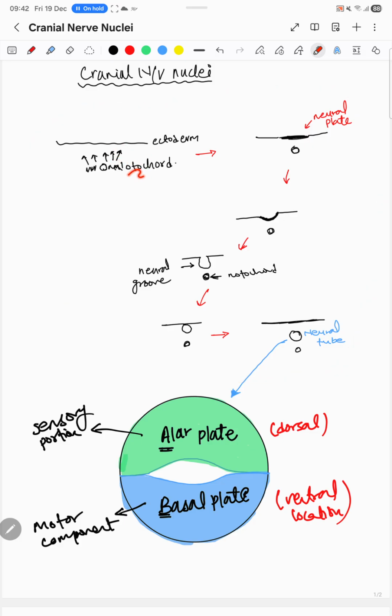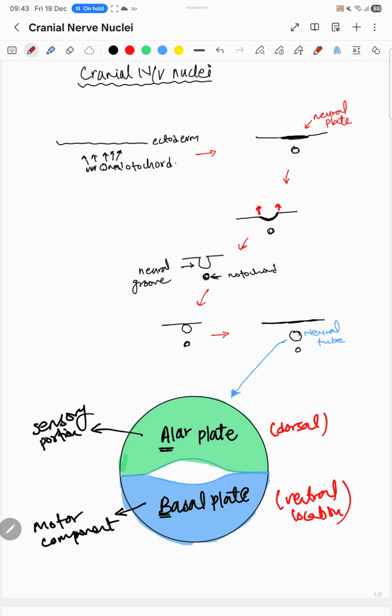Initially, there is an inductive effect of the notochord and the nearby mesoderm on the overlying ectoderm. There is thickening of the plate above the notochord, and then there's formation of a neural groove, right? Since there is formation of this neural groove, the lateral margins would rise above, right? And eventually they'll move closer towards each other, and they'll pinch off, right?